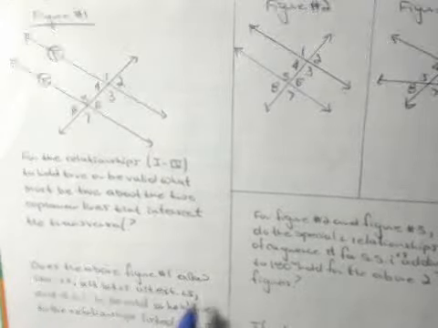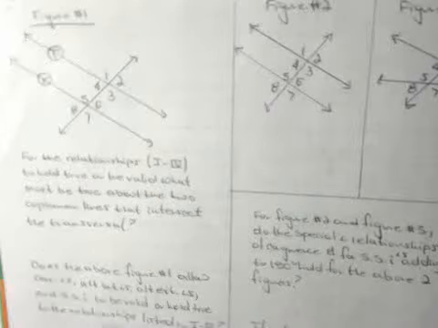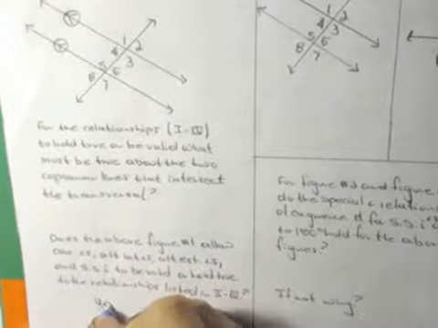So does the above figure allow corresponding, alternate interior, and alternate exterior angles to be valid or hold true for the relationships? And we could say yes.